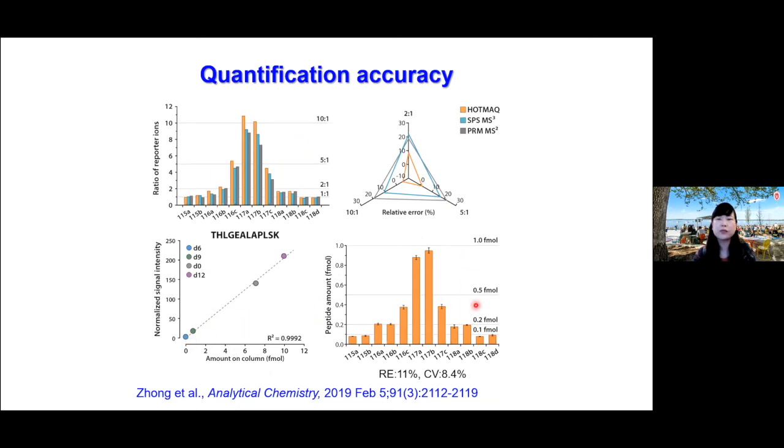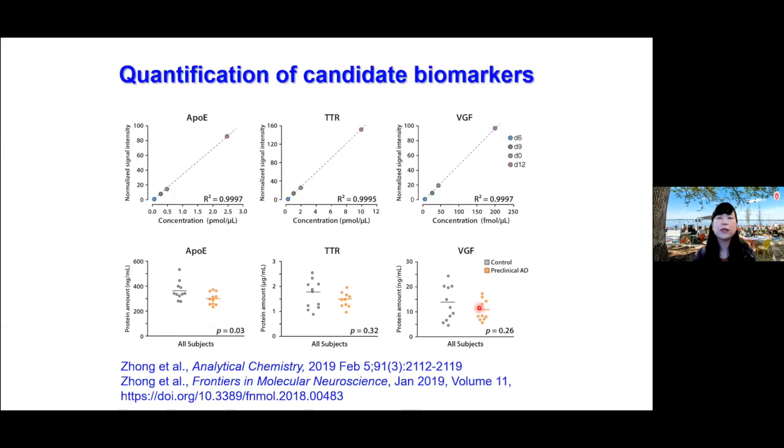So finally, we just want to use this to look at the real cerebral spinal fluid samples collected from 22 patients. So 11 preclinical AD and then 11 healthy control. As you can see, these 3 targeted proteins show pretty good linear dynamic range. And the bottom shows that the ApoE, for example, in this case, shows downregulation with statistical significance.